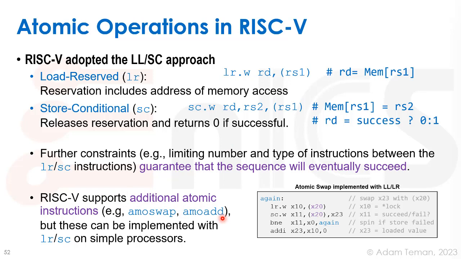RISC-V also supports additional atomic instructions such as atomic swap, atomic add, atomic XOR, all kinds of things like that. There's a list of them. But if we have a simple processor, they can just be implemented as a macro with the load reserved and store conditional commands. So for example, we can implement an atomic swap with just load reserved and store conditional commands, as you can see over here. So it's pretty simple to do.